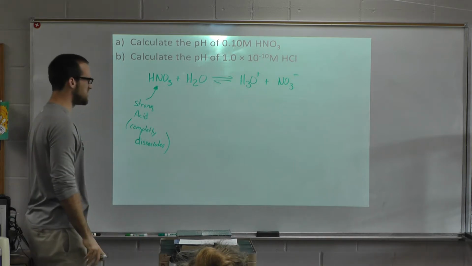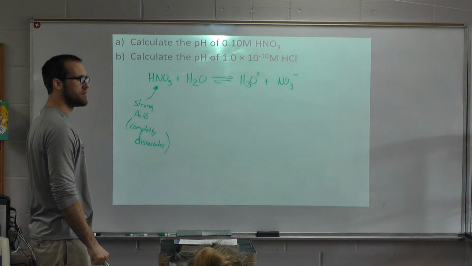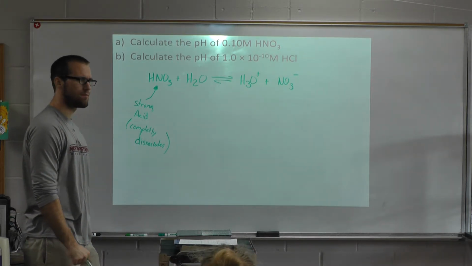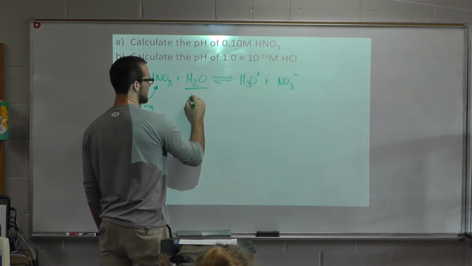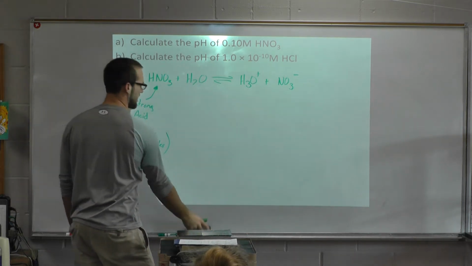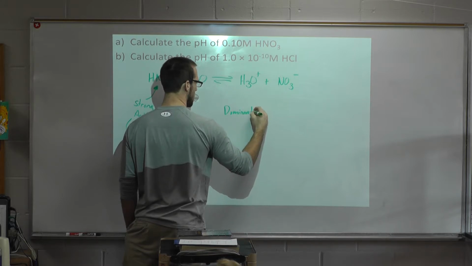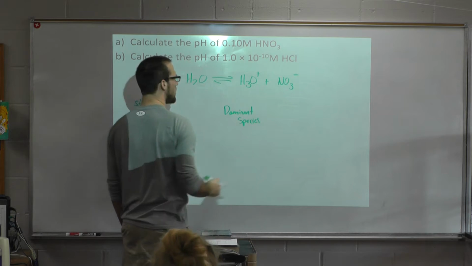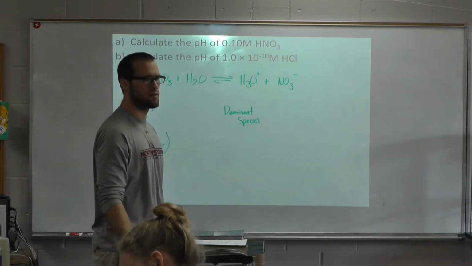Okay, completely dissociates, which means after the reaction has reached equilibrium, what are my dominant species here? The products. Okay? And I also probably could say H2O is my dominant species too. Why do I say that? It's relatively strong. Well, usually you have a lot more water than any acid you put in. Does that make sense?